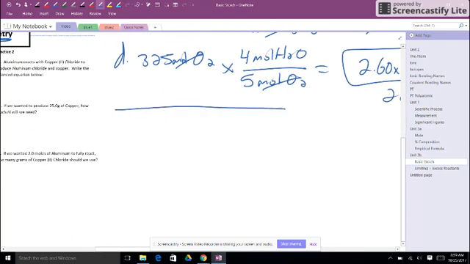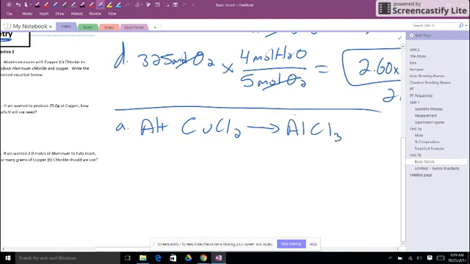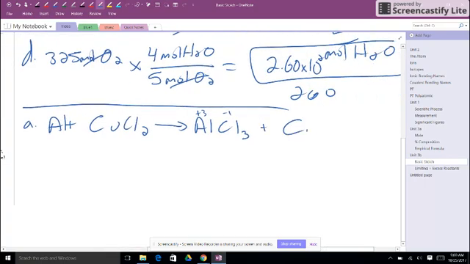Okay, what about for the practice 2? So it says we have aluminum, Al, reacting with copper 2 chloride, that's CuCl2, to produce aluminum chloride, AlCl3, because it's a +3 and a -1, and copper.